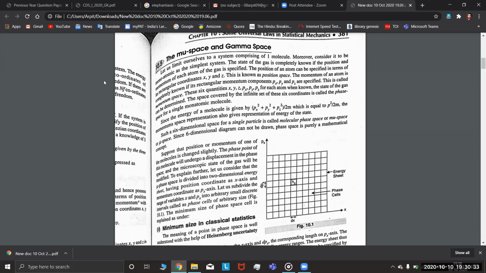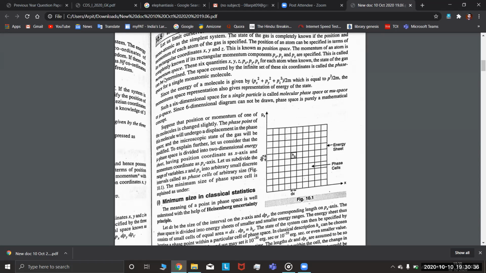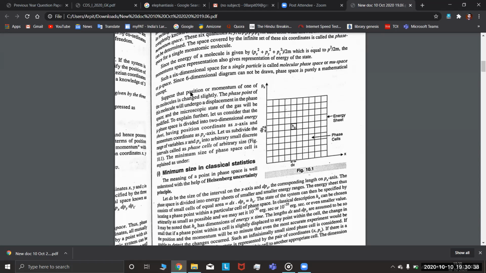Now suppose the position or momentum of one of the molecules is changed slightly. The phase point of this molecule will undergo displacement in the phase space, and the microscopic state of the gas will be modified. To explain it further, let's consider the mu space divided into a two-dimensional energy sheet having position coordinate x on the x-axis and momentum coordinate px on the y-axis. Let's subdivide the range of variables x and px into arbitrarily small discrete intervals called phase cells of arbitrary size. The minimum size of a phase space cell is explained as under.